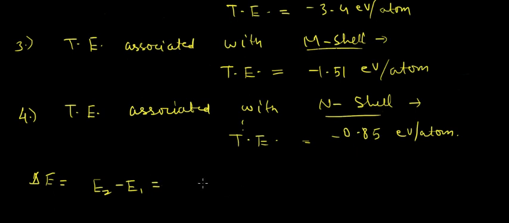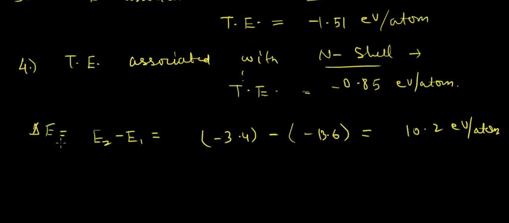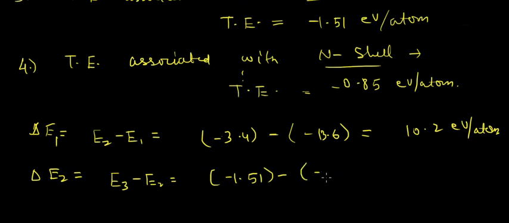So energy required would be E2 minus E1. Energy for second orbit, or L shell, would be minus 3.4 electron volt minus the energy for first shell, which would be minus 13.6, so the energy required would be 10.2 electron volt per atom. What is this delta E1? What is the energy required to jump from E2 to E3? It would be minus 1.51 minus minus 3.4, so this would come out to be 1.89 electron volt per atom.